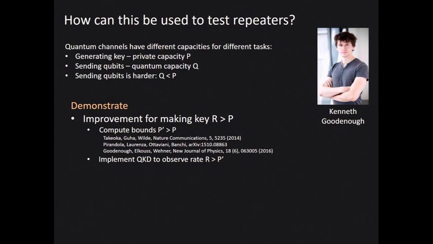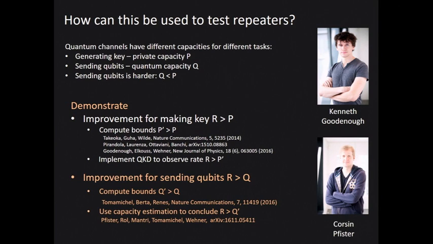So the question is now, can you do something similar for sending qubits? It is actually harder to send qubits, meaning the quantum capacity is in general smaller than the private capacity. So can we make a test where we can also demonstrate that the repeater improves your ability to send qubits and not just to produce key? Okay.